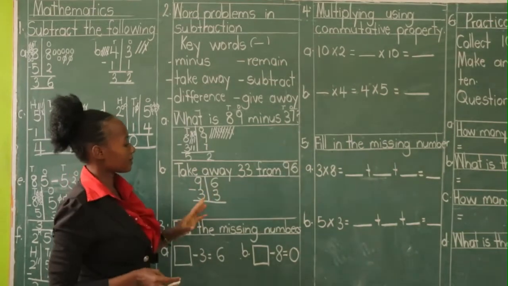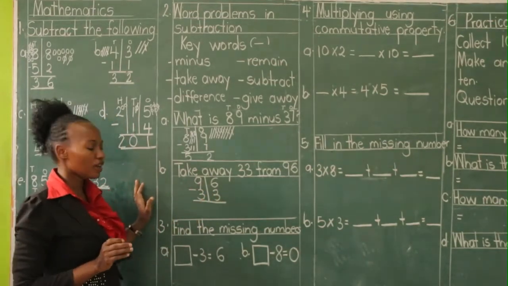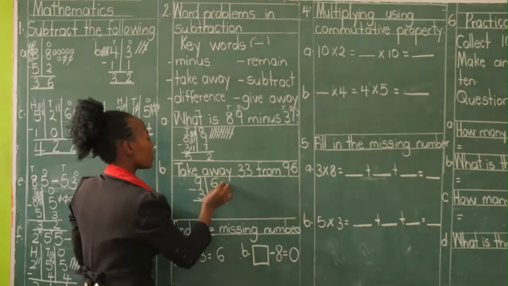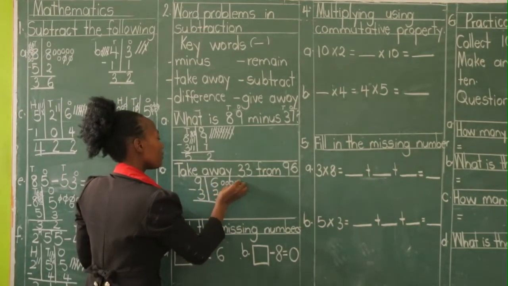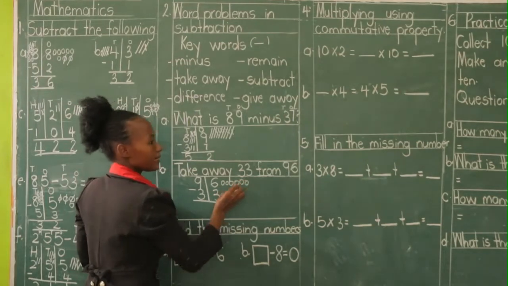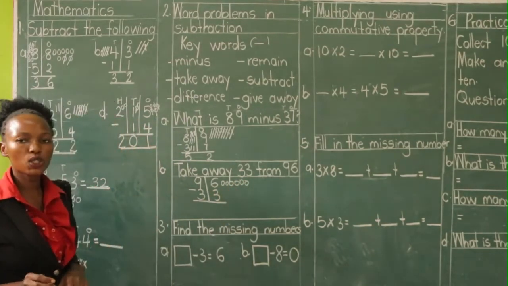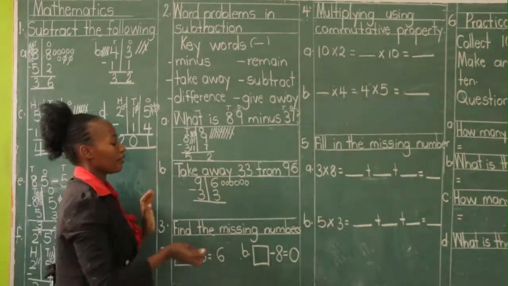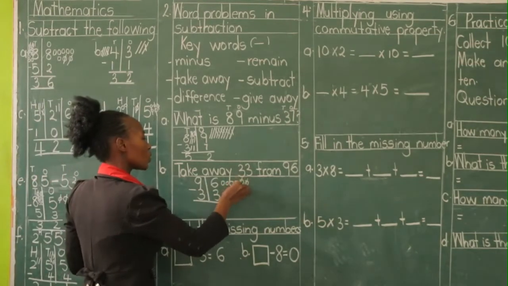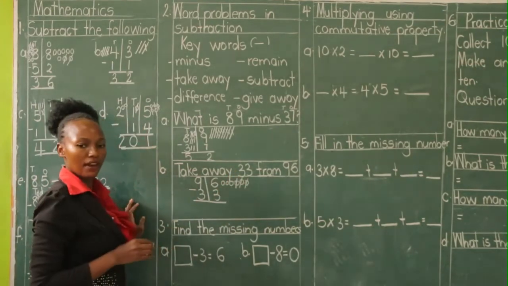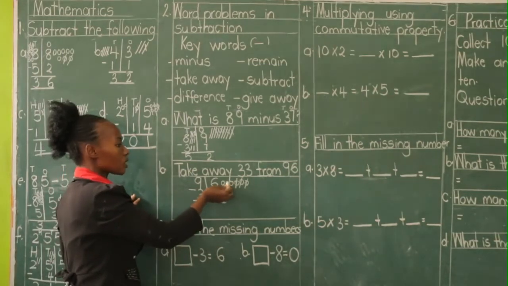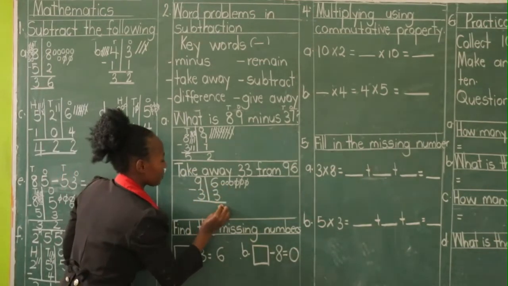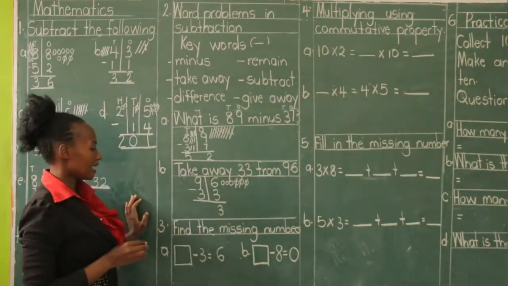Then when I look at this side, we have 6. Take away 3. I draw 6 balls: 1, 2, 3, 4, 5, 6. I cross out 3: 1, 2, 3. Now we count the remaining balls. The remainder is 1, 2, 3. Our answer there is 3.